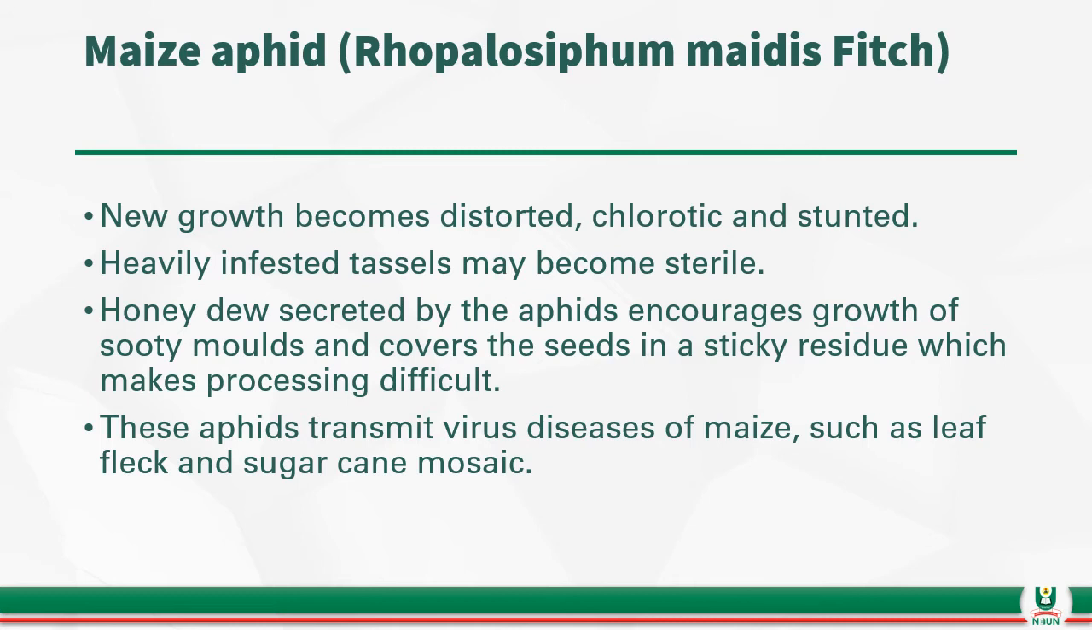Honeydew secreted by aphids encourages growth of sooty molds. Yes, the honeydew is this heavy sticky substance on sorghum, and it covers the seed with sticky residue, which makes processing difficult. And also these aphids transmit viruses, virus diseases of maize, such as leaf split, sugarcane mosaic, and the like. So they are not good at all. You shouldn't see them anywhere.